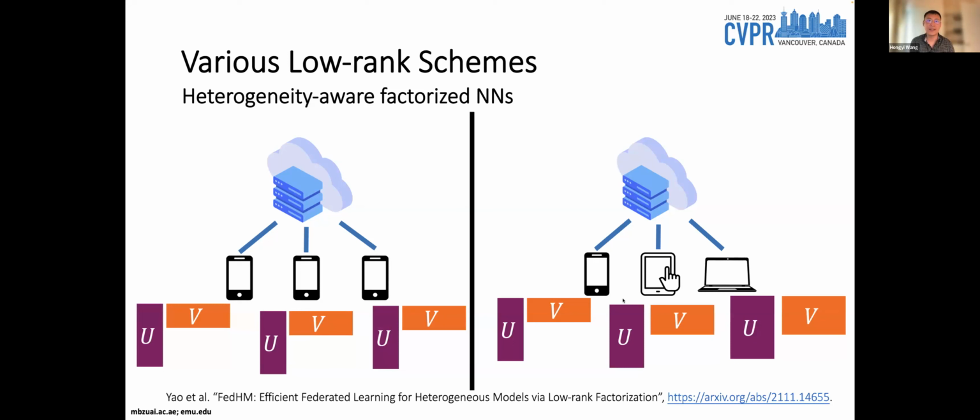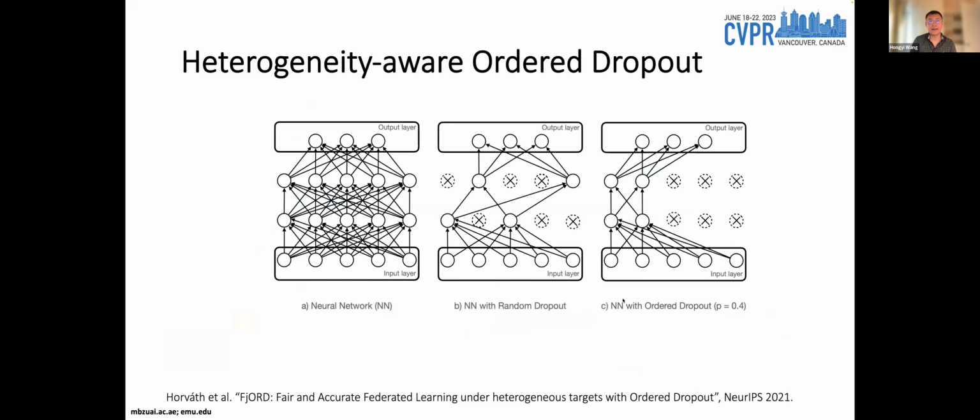But the downside is that when the server selects another batch of user devices, it has to factorize again to choose the right rank. So for each federated learning round, one SVD has to be done on the full model. So another work here avoids the factorization. It actually comes from Sam's great work published at NeurIPS 2021. It adopts ordered dropout to tackle heterogeneity aware federated learning.